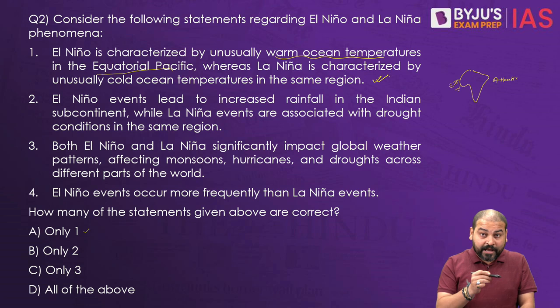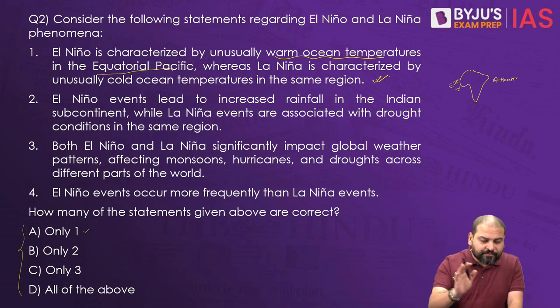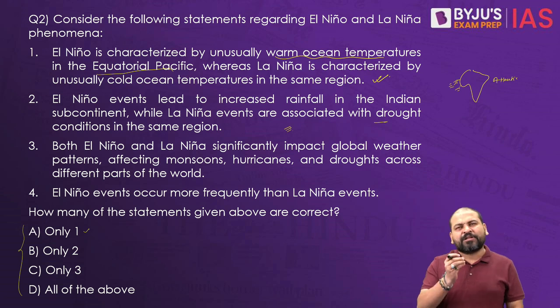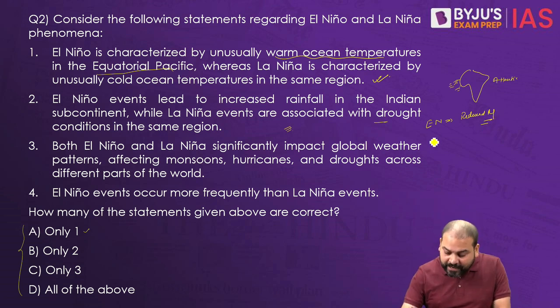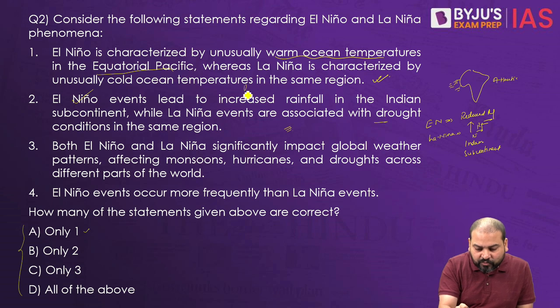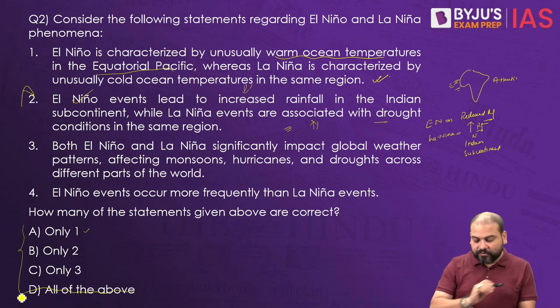If 1 is correct, and here you can see they have asked how many of them are correct, I still cannot determine whether my answer is correct or not. Let's come to the second point. El Nino events lead to increased rainfall in the Indian subcontinent, while La Nina events are associated with drought conditions in the same region. Again, a typical geography question where they have slightly twisted the fact. Everybody knows that El Nino leads to reduced rainfall in the Indian subcontinent, whereas La Nina leads to increased rainfall. So they have just opposed the points. El Nino should have led to decreased, La Nina should have led to increased rainfall. They have reversed the points. 2 is wrong. Definitely D cannot be the option.